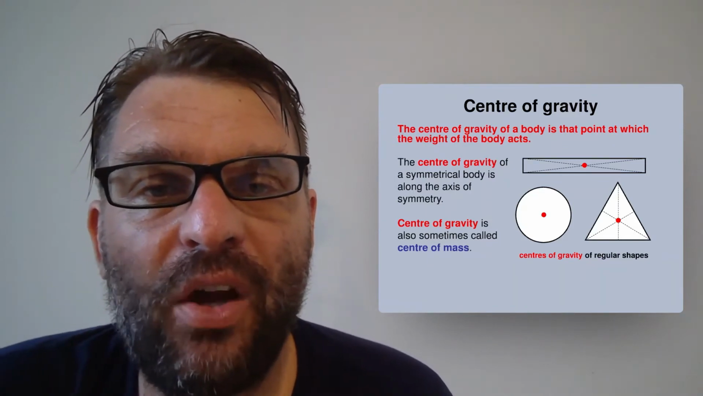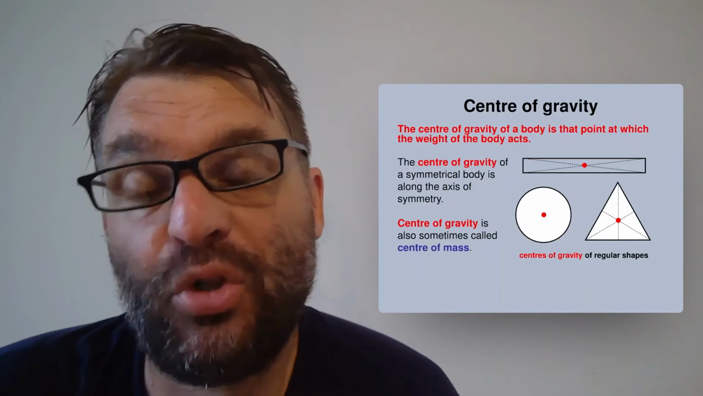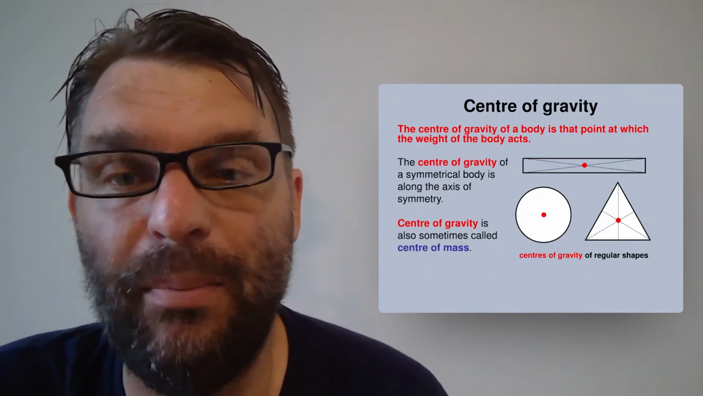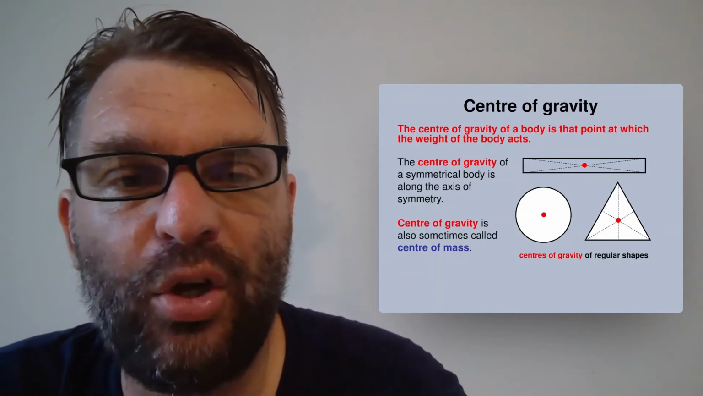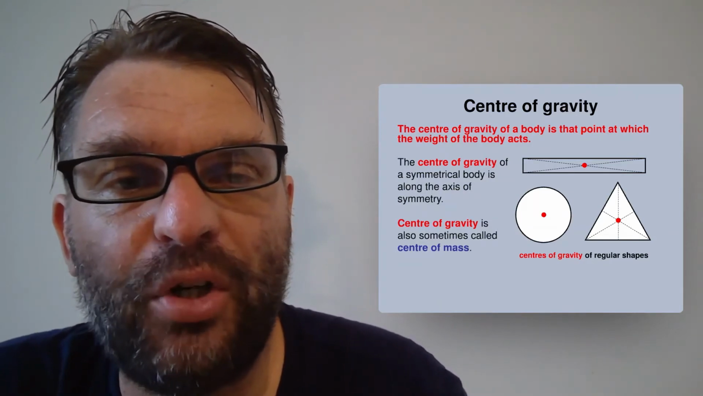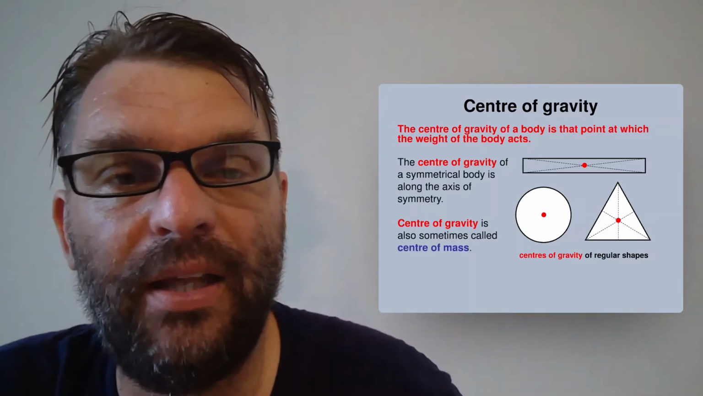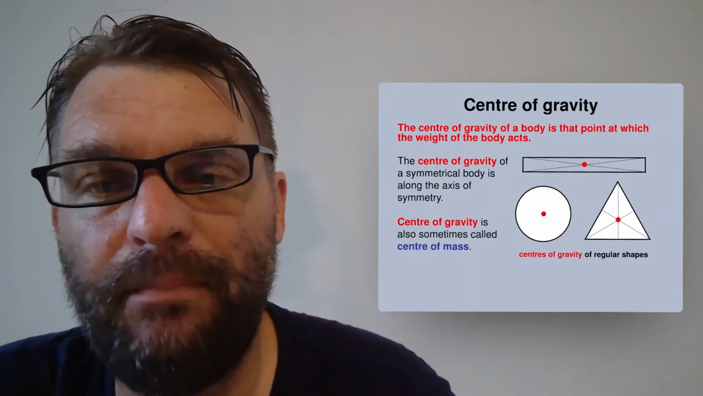And the center of gravity of a symmetrical body is along the axis of symmetry. That's why you're pretty symmetrical, so that's why your center of gravity is usually in the middle of you. And you can see there from the circle and the triangle that the center of gravity is usually right in the center of regular shapes.